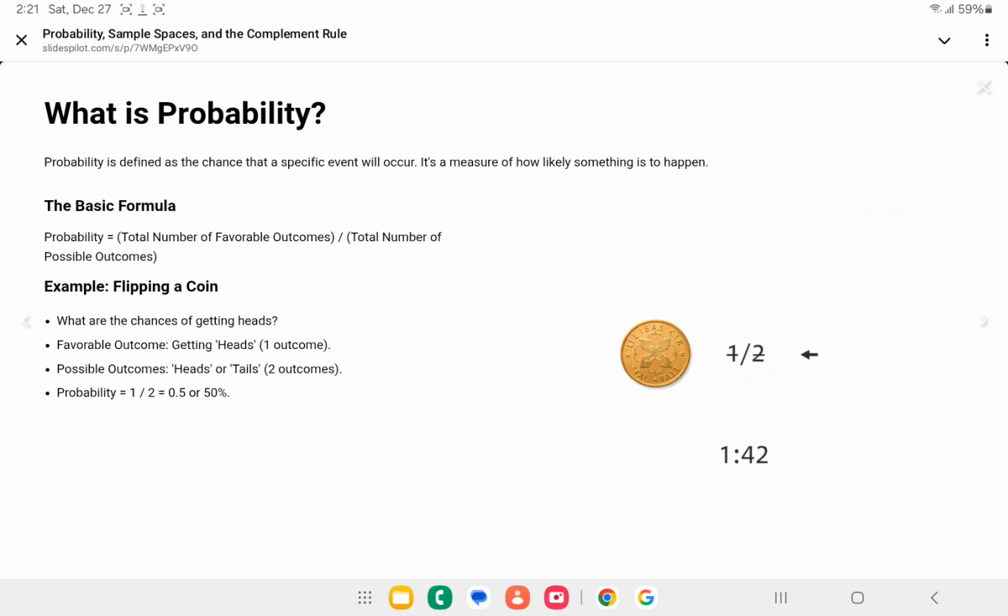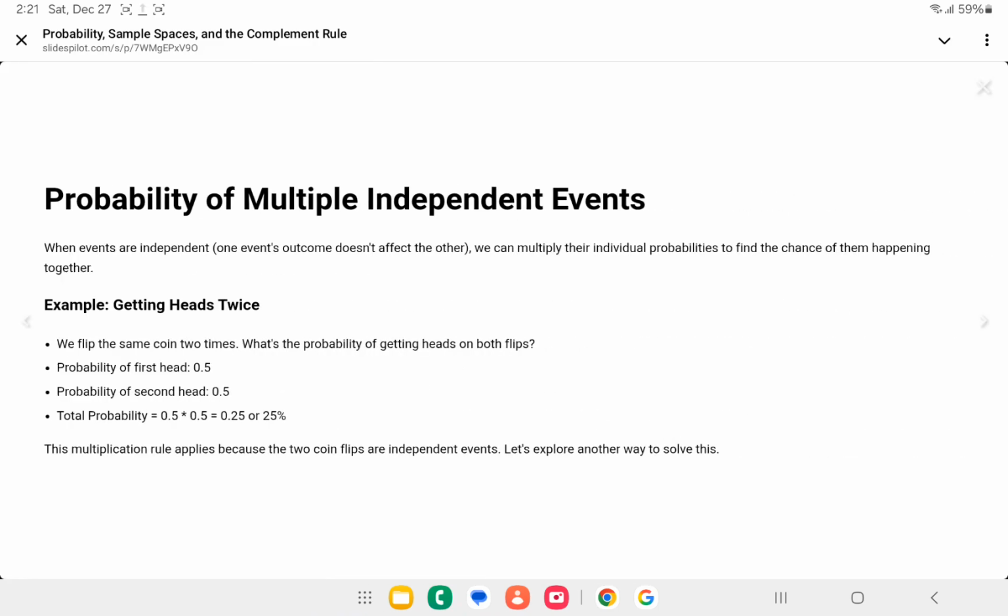Now if I flip the same coin 2 times, what would be the probability of getting heads twice? Since we already know that the probability of getting one head is 0.5, the probability of getting two heads is just 0.5 times 0.5, which is equal to 0.25 or 25%. The reason why we can multiply these two numbers together is because they are independent events, but we will touch on that in the next video.